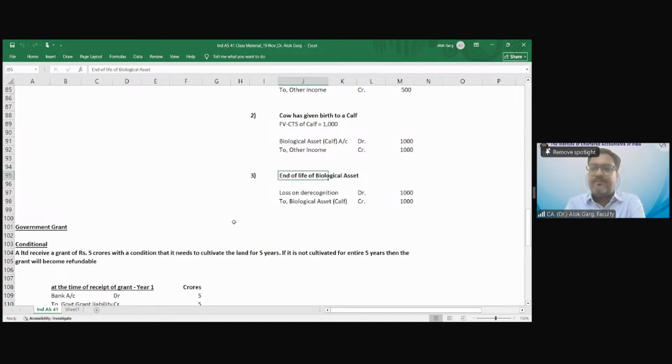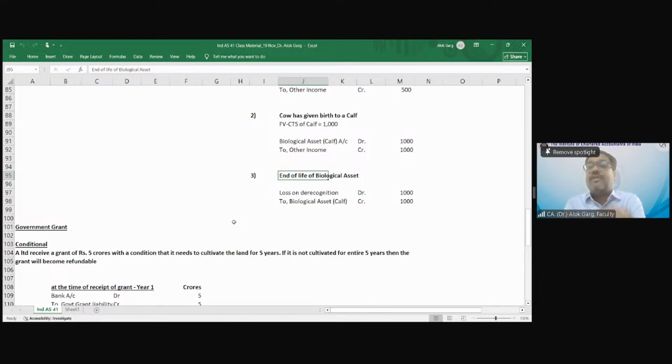Cash debit 200 rupees. Okay. To biological asset calf 1,000 rupees. Loss on derecognition 800 rupees. Okay. Clear? Yes, sir.